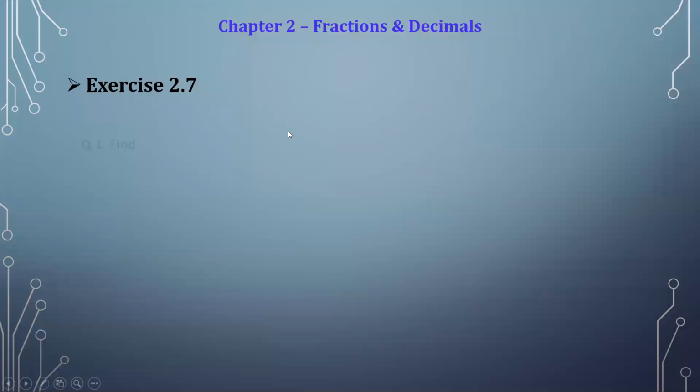Today we are going to start the next exercise, 2.7, from chapter number 2, fractions and decimals.